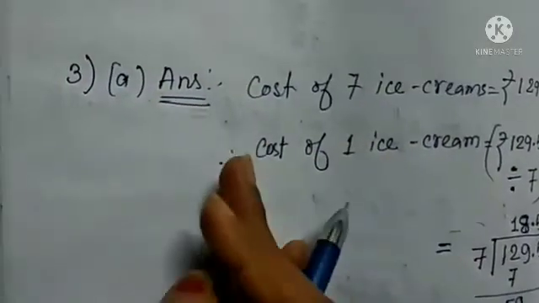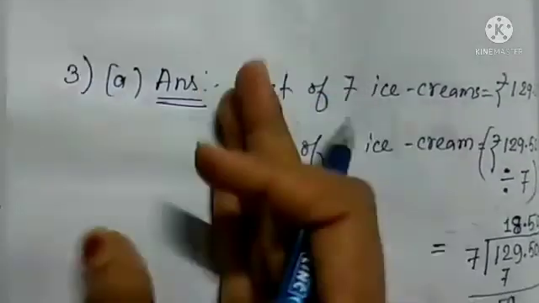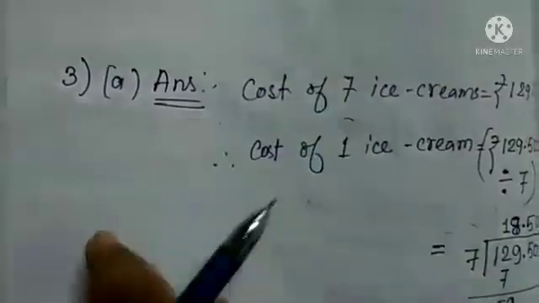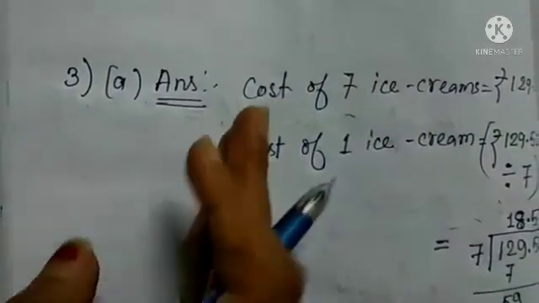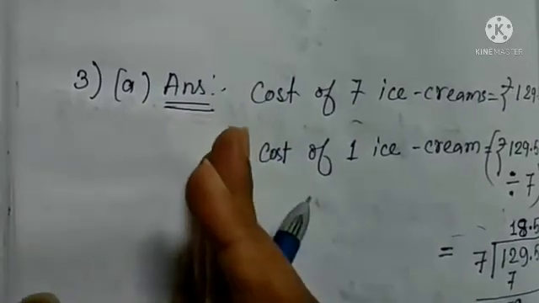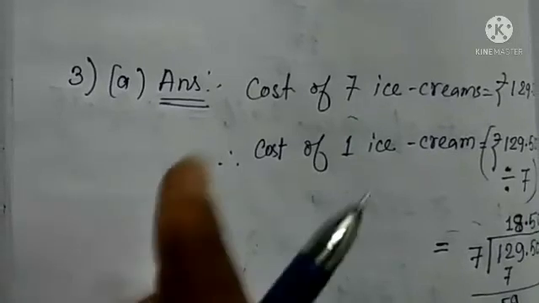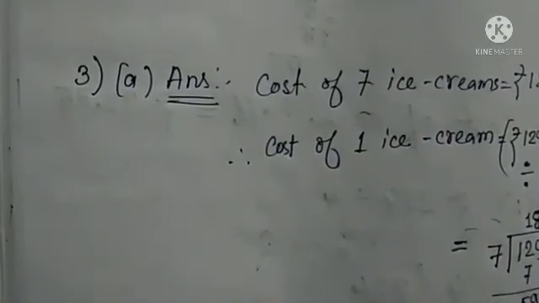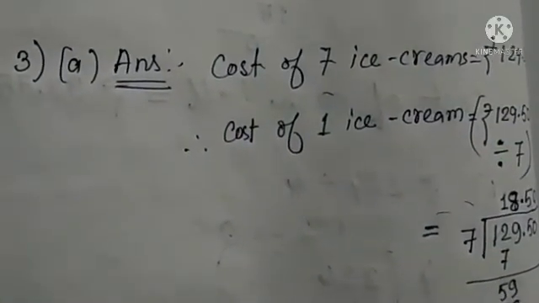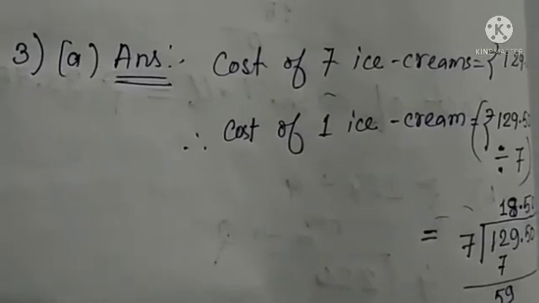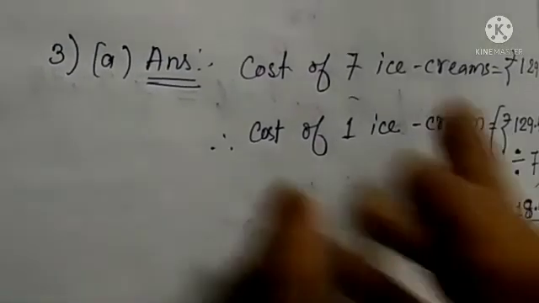B number is given for 9 crayon boxes, the cost is given, so you have to find for 1. So you have to divide 229.50 divided by 9. Then you can get the cost for 1 crayon box. In this way you just do B and C numbers. These are your homework.